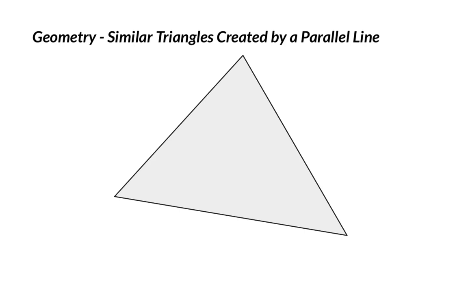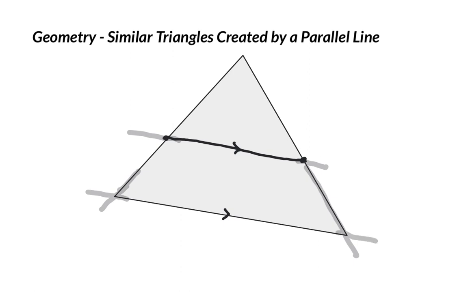When we have a triangle and we draw a line anywhere through the triangle, like this, and that line is parallel to the line across from it, the line it doesn't touch, we create similar triangles. And if I can just explain here why, let me extend my lines here a little bit. Like this.